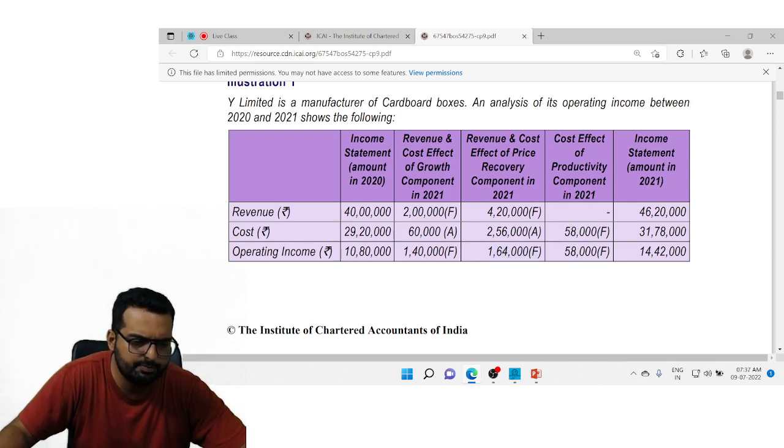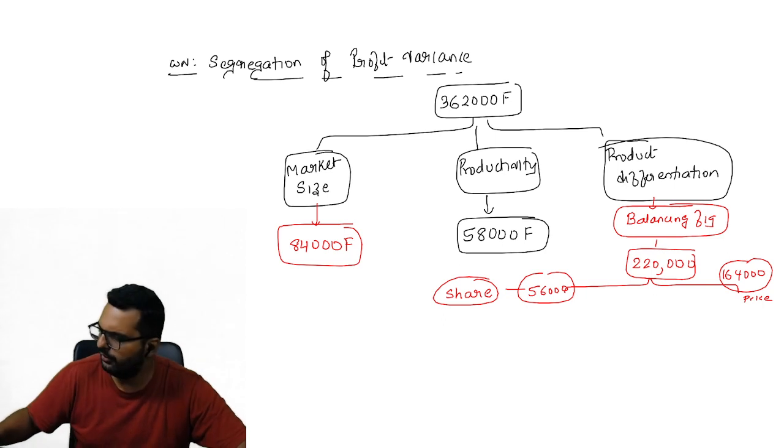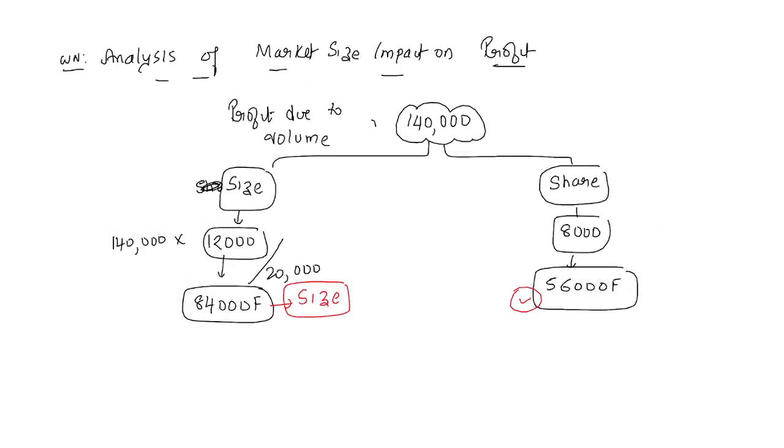Apart from that, there must be this 58,000. Sorry, this 1,64,000 of price we have not considered, right? 1,64,000 is what? Price. If you add up 1,64,000 plus 56,000, you will get the correct total as 2,20,000. Are you clear now? Draw this in your books.